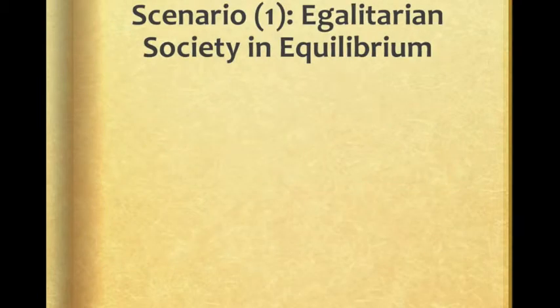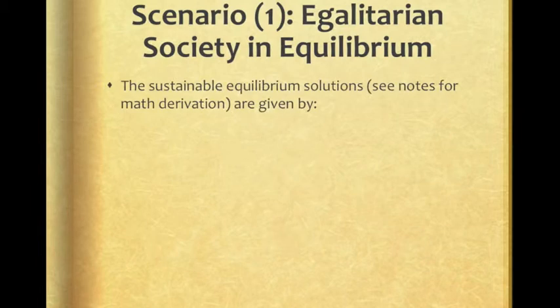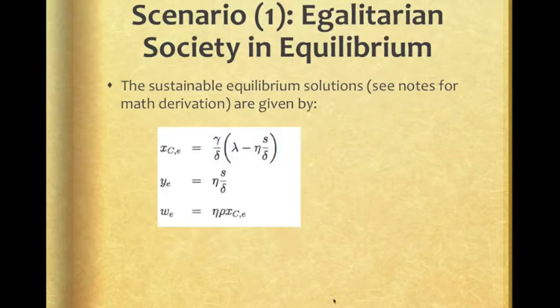So let's take a look at the first scenario, the egalitarian society in equilibrium. For the sustainable equilibrium solution, I'll ask you to look at the notes. I did a little bit of algebra there to derive these values, but essentially these are the equations. In the egalitarian society, you have no elites, so you get three sustainable stocks in equilibrium: the commoner population, the nature, and the wealth. These are essentially the relationships, and you can calculate these given the parameters.